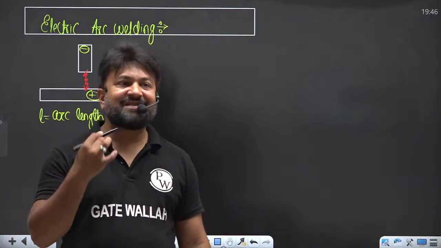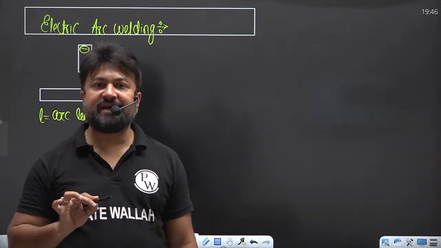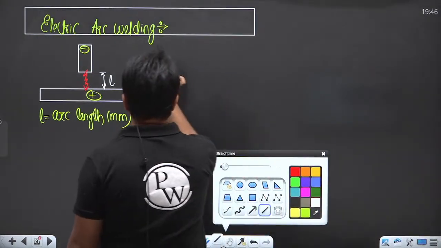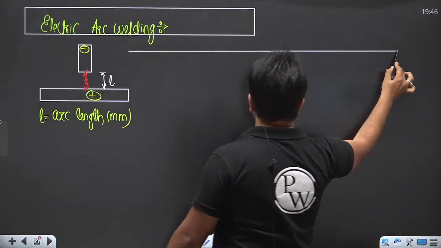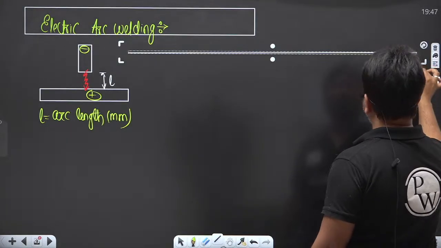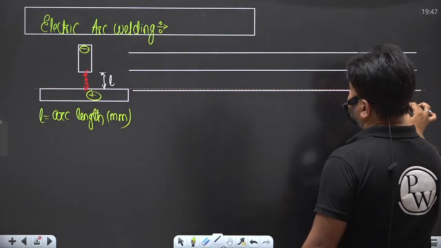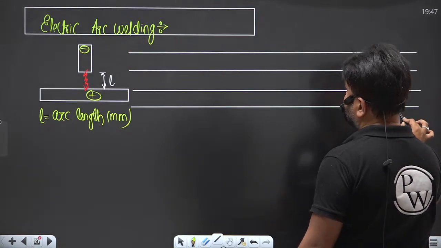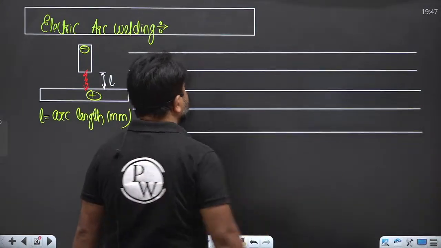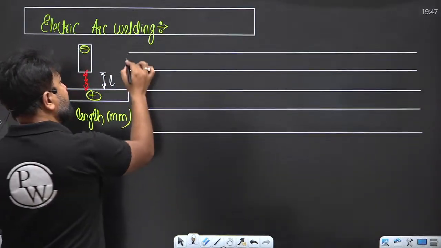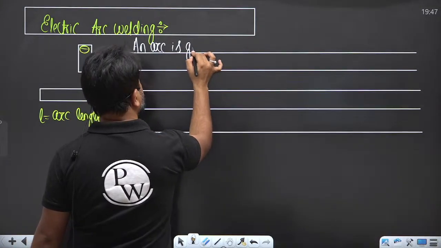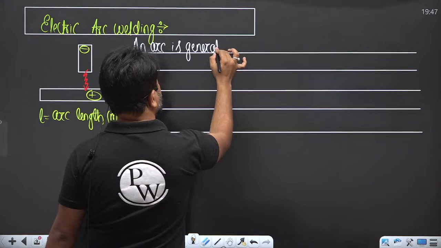So what is going to happen? An arc is stabilized between cathode and anode. Let me write down here: an arc is generated.